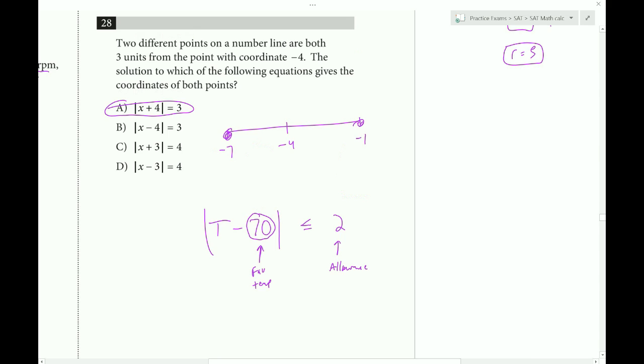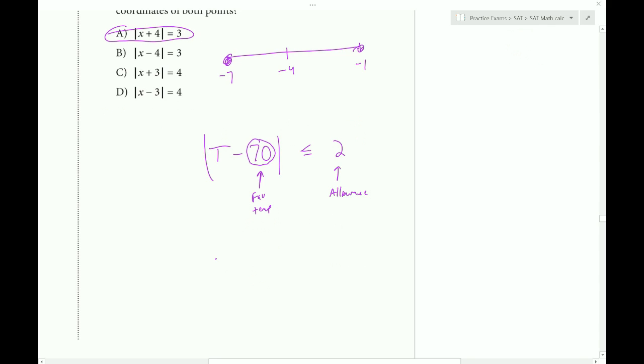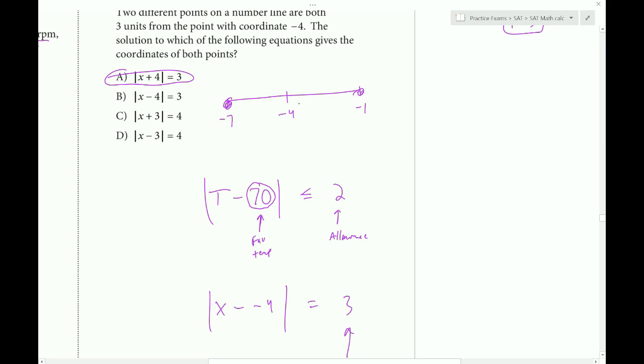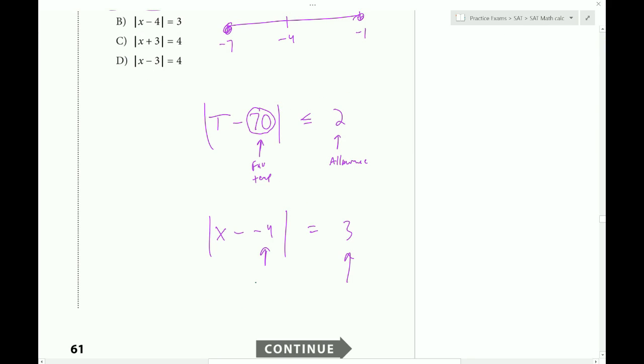So now for our particular case here, we have x instead of t for temperature, x minus -4, which is why it turns into plus 4, you see. But still, it's always minus. And then that has to equal 3. So 3 is your allowance that you're allowed to stray on either side of your favorite number. So this is your favorite number, and this is your allowance. So you see it follows the same pattern.